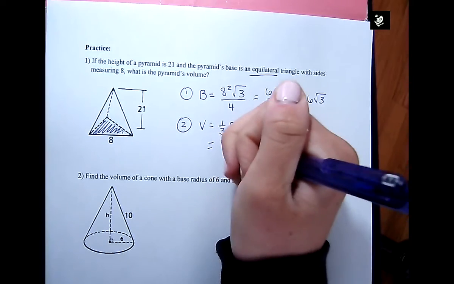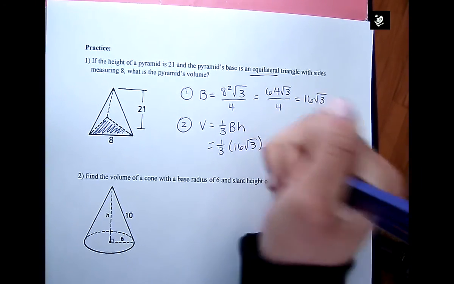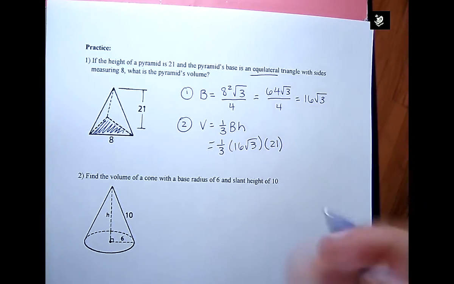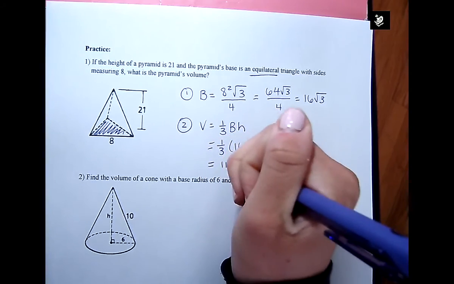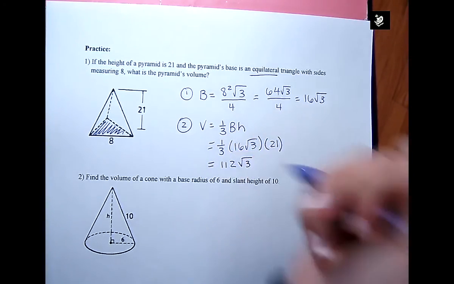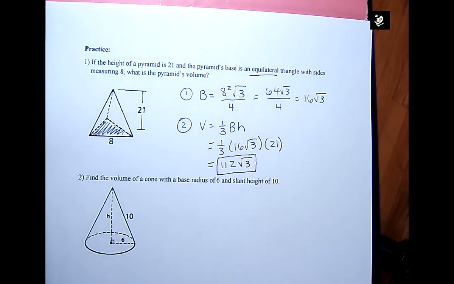Now I'm able to plug into my formula, the base being 16√3, the height being 21, and when I multiply all that together, I'll get 112√3. Units cubed still, because we're talking about volume. So that is the volume of a pyramid.